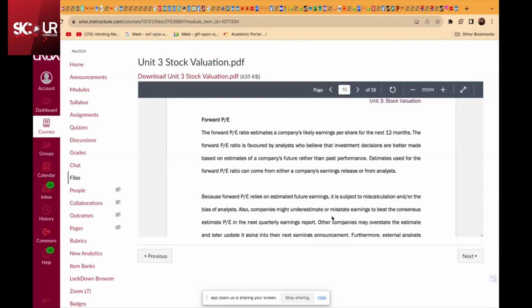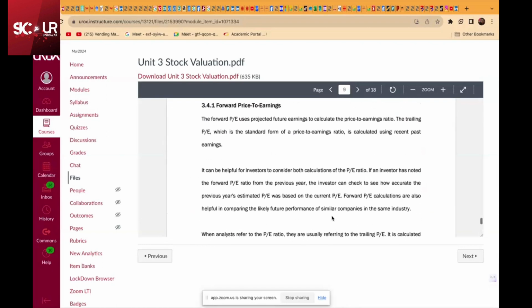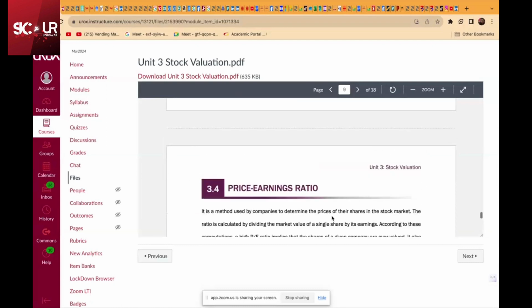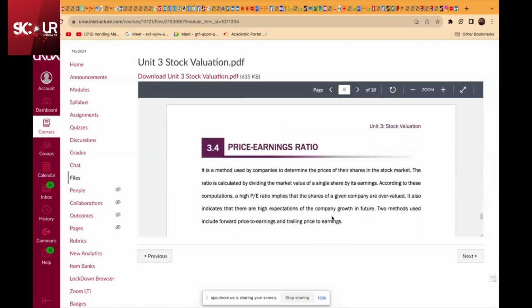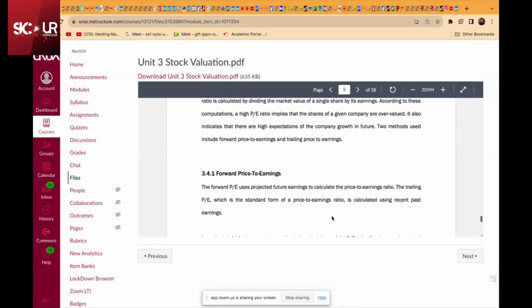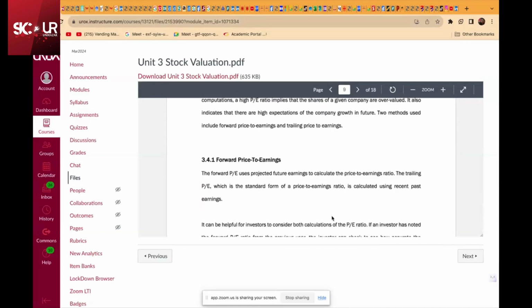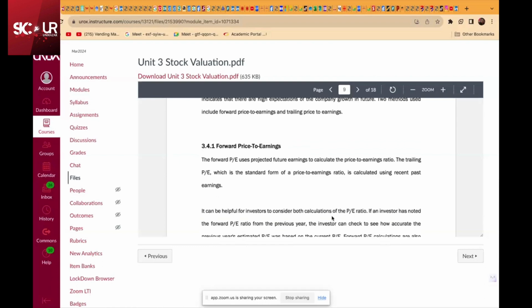Can I know where I can get the trailing PE ratio in, let's say, the KLCI, or where can I read that? You can calculate it. Essentially, the trailing price earning ratio is just taking the current price divided by the earning per share of the last year.